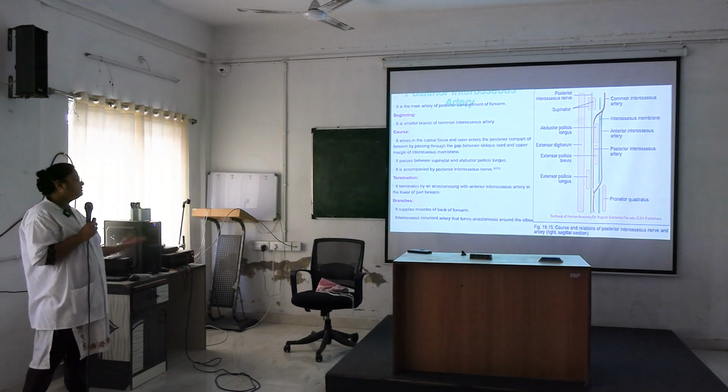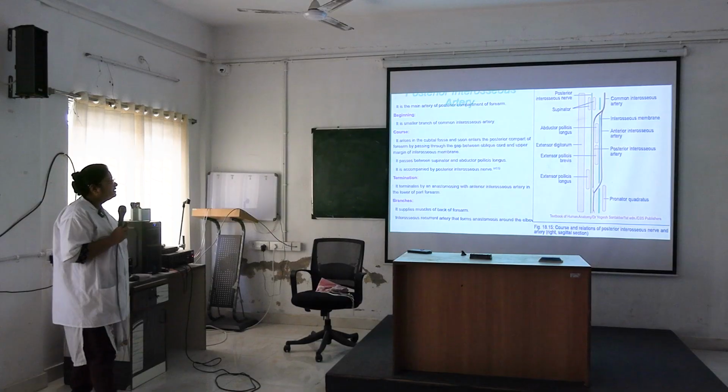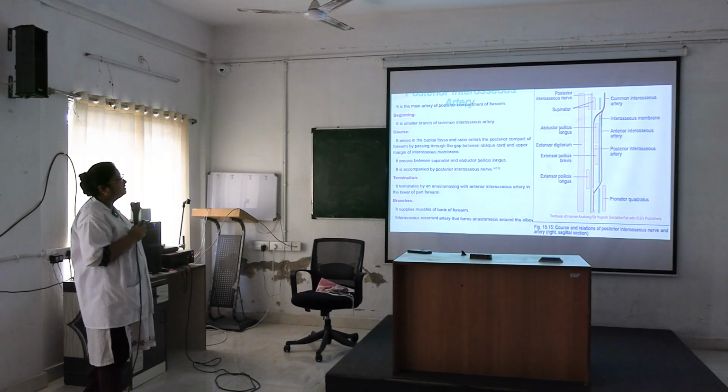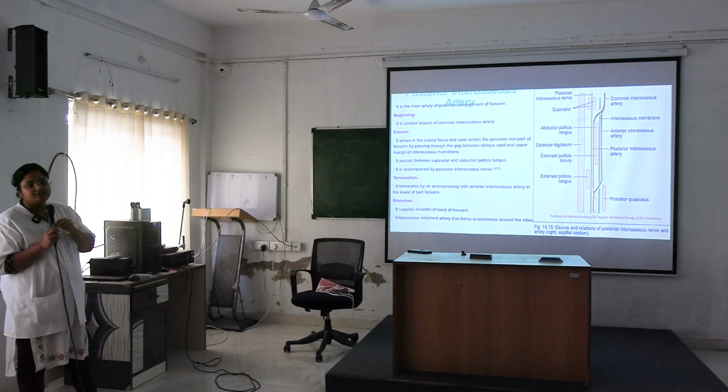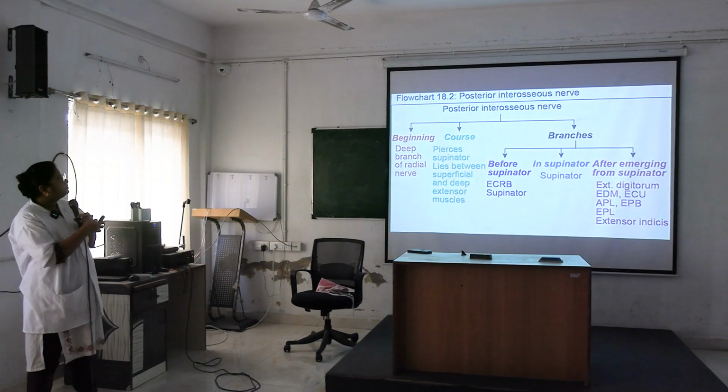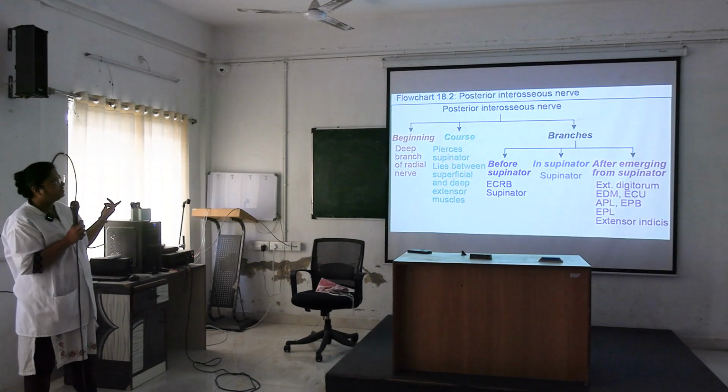Through its branches, it supplies the muscles of the back of forearm, and the interosseous recurrent artery forms the anastomosis around the elbow.